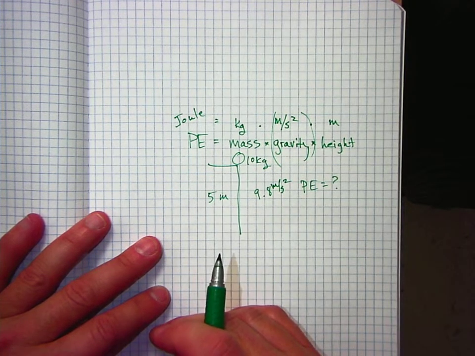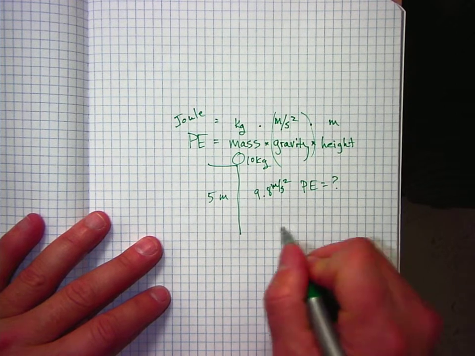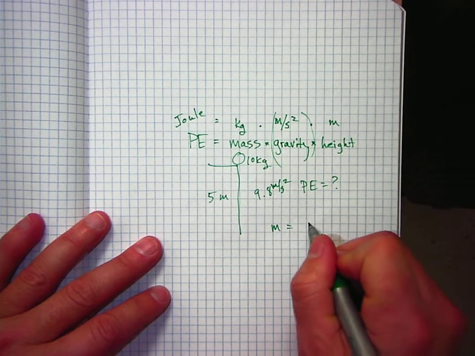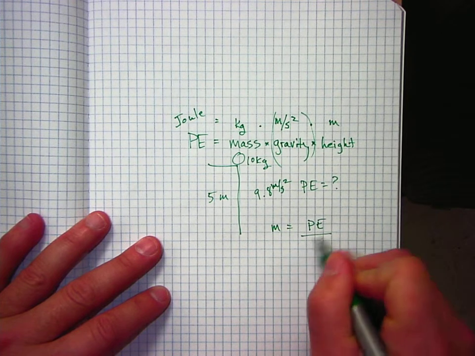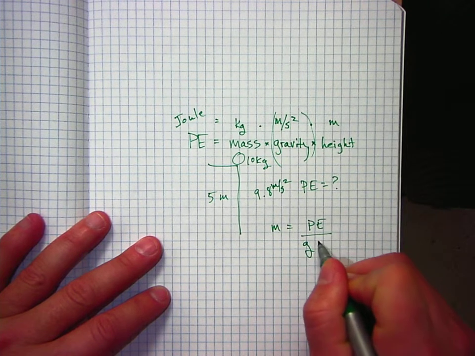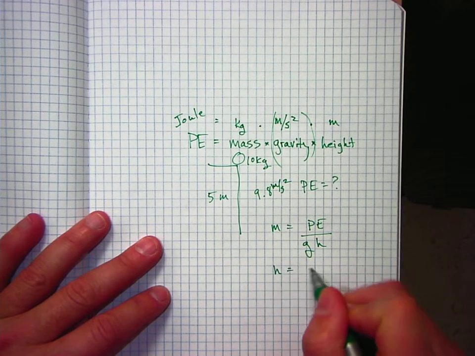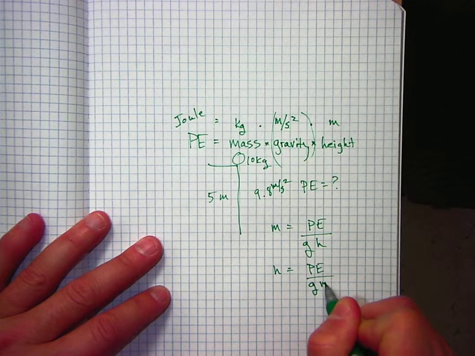If you had to rearrange this equation to find, say, mass by itself, that'd be very easy. It would be potential energy divided by the gravity and the height. Or if you had to find height, height would be potential energy divided by the gravity and the mass.